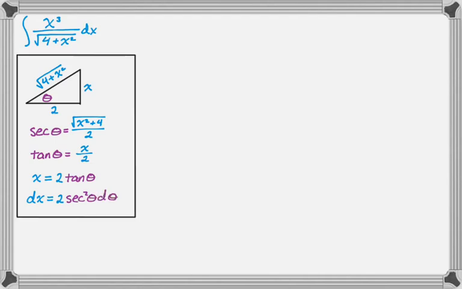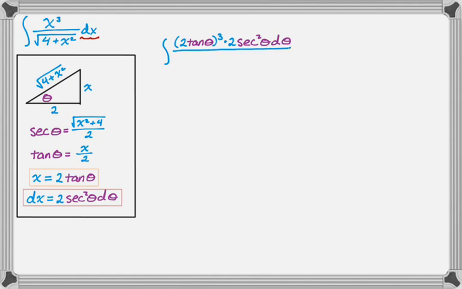Okay, so that's all the stuff that I have, and now I'm just going to make a lot of substitutions. So the first thing that I want to substitute for is x, and I can use this. So I have x cubed, which means I have the quantity 2 tan of theta cubed. There's dx here, so never forget dx. That's going to be 2 secant squared of theta d theta. All over, now I have the radical. The radical is going to be 2 secant of theta from that. So 2 secant of theta. Okay, so that's all my substitutions.